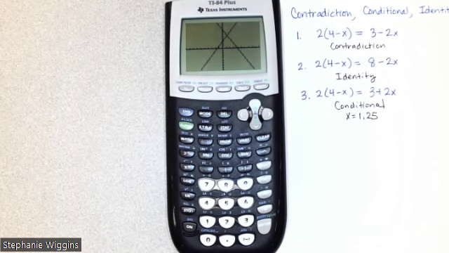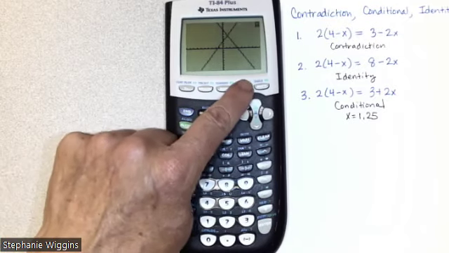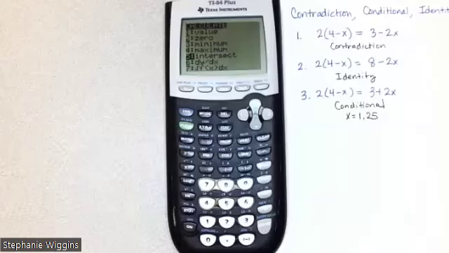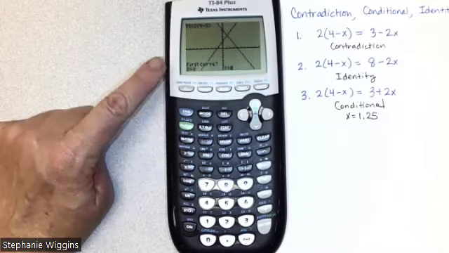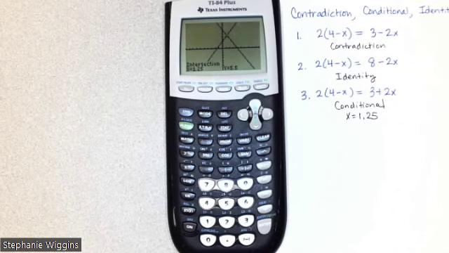Now you need to find that intersection. So we're going to go to the second function here, and we're going to select trace. And then we're going to go down to intersect. Now you can just enter a 5 and select that. It says first curve. You're going to say enter, second curve, enter, guess, enter. And it's going to give you the intersection point. And notice that it says x equals 1.25 and y equals 5.5.